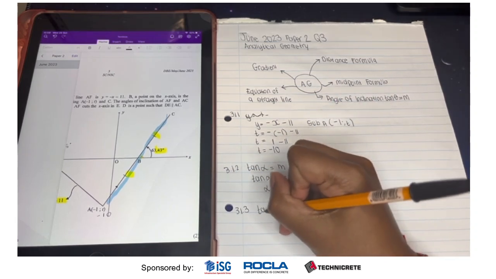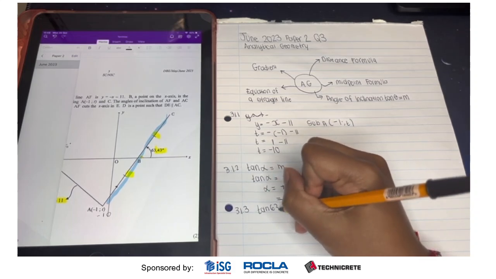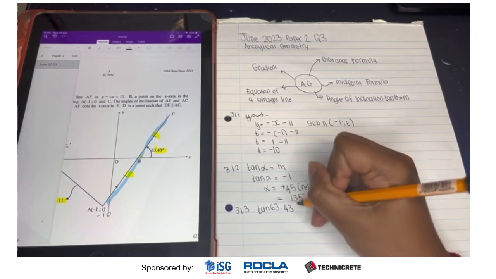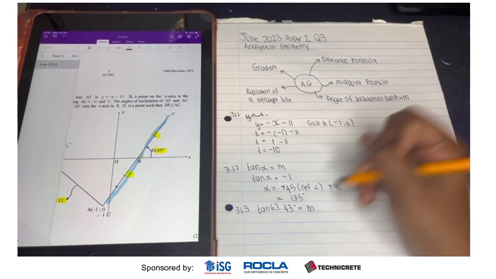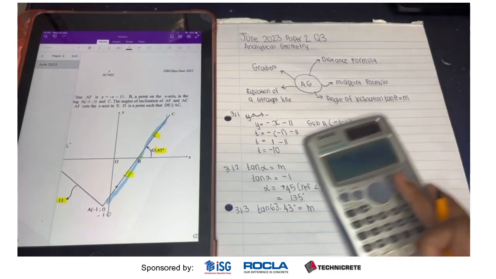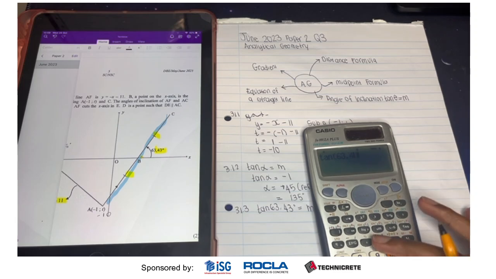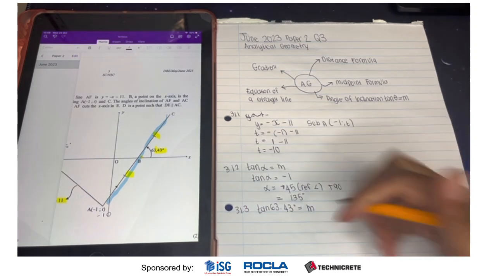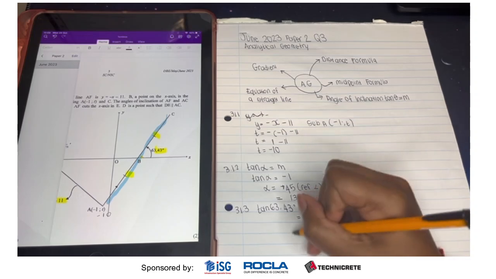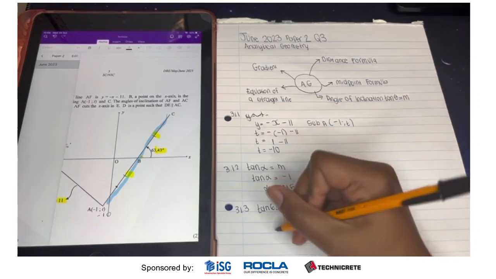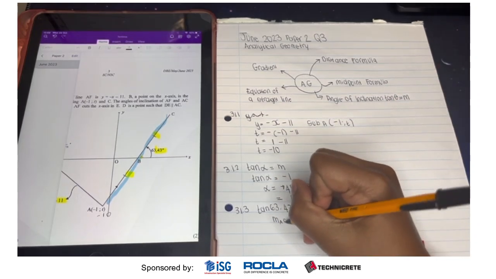So tan of 63.43 is going to be equal to the gradient. What is tan of 63.43 degrees? It's equal to 1.999, which is 2. So it's equal to 2. So the gradient is 2. The gradient of AC is 2.